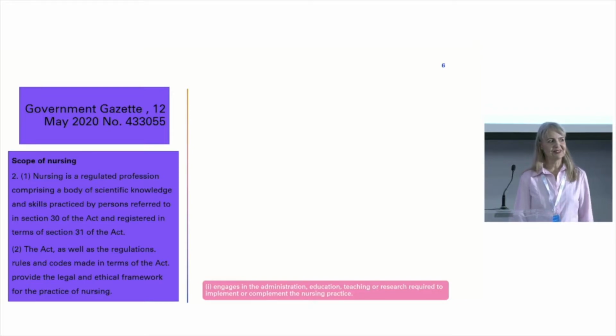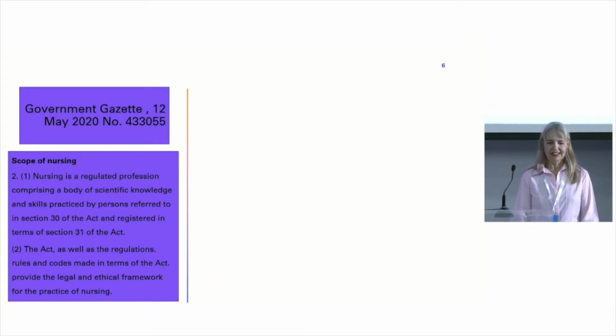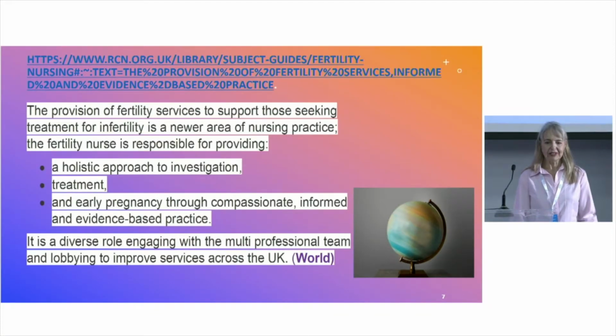This is what I'm going to get to in the end of my talk. I think our law really actually states what I need to talk about. This is basically the roles of a nurse. But I went looking for other definitions, and I found one in England where they spoke of fertility specifically, and they said the provision of fertility services to support those seeking treatment for infertility is a newer area of nursing practice, and the fertility nurse is responsible for providing a holistic approach to investigation. That's what our law said, treatment, and early pregnancy through compassionate, informed, and evidence-based practice.